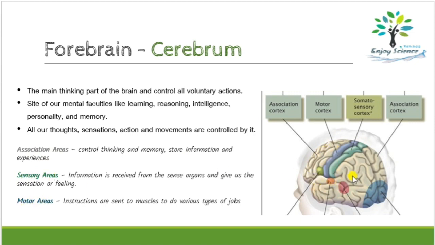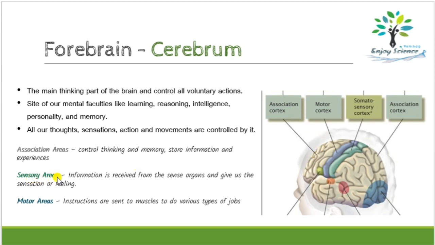You can see here the gray colored part is association areas, green colored is sensory areas, and this blue color is motor areas. Now what are the functions of these areas? Association areas control thinking and memory, store information and experiences. So whatever memory you have from past experiences is preserved or saved in the association part of your brain. If you can remember the moments from your past, then you can say your association area is active or functioning.